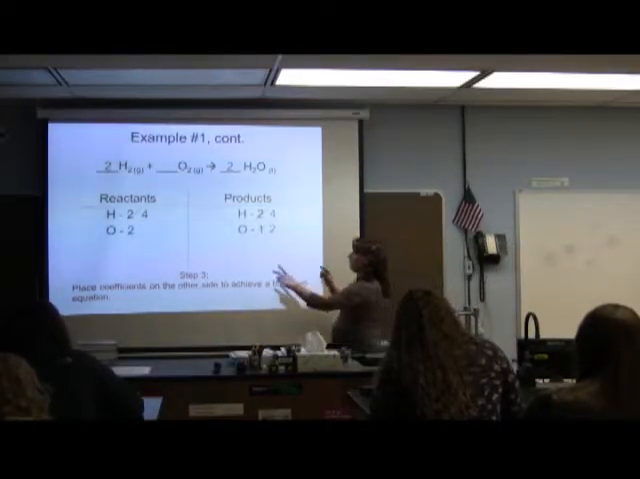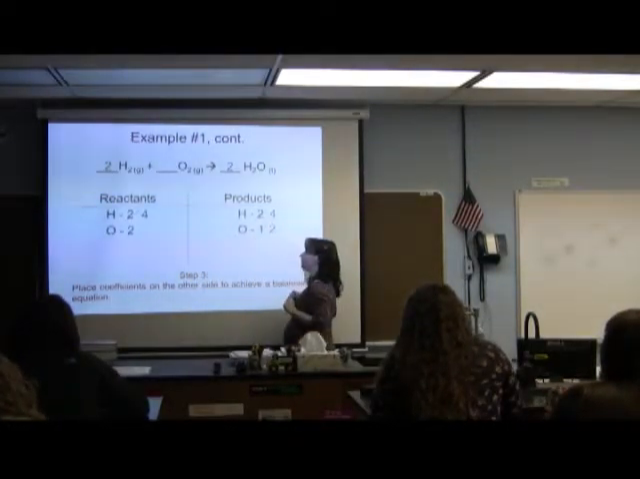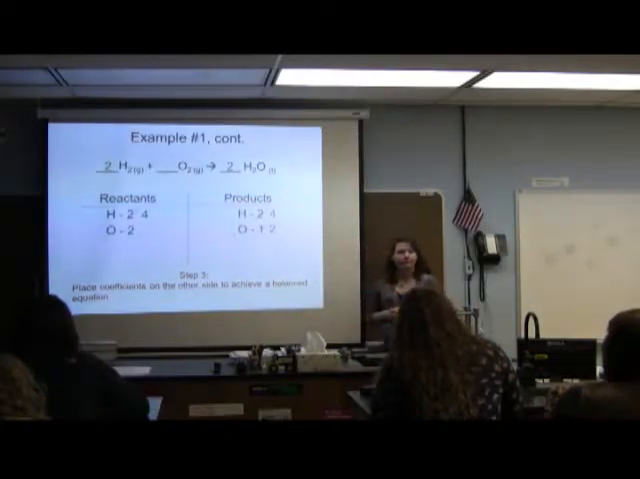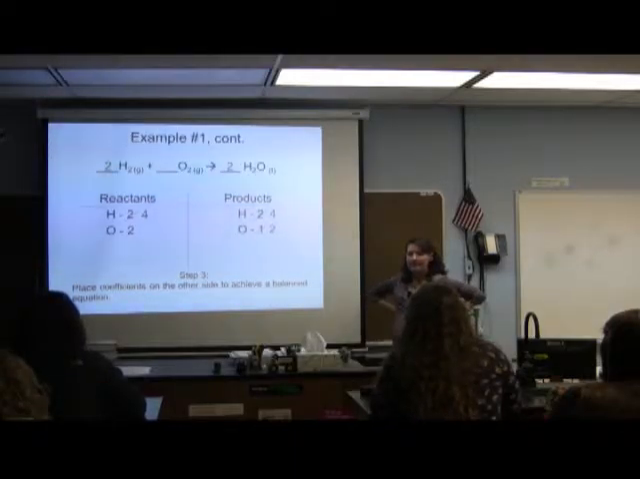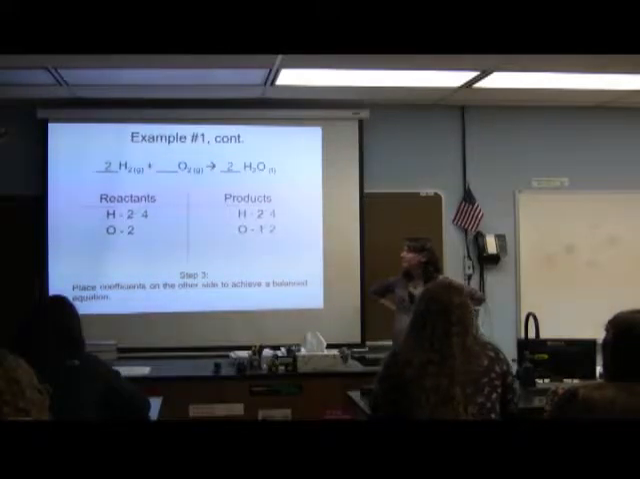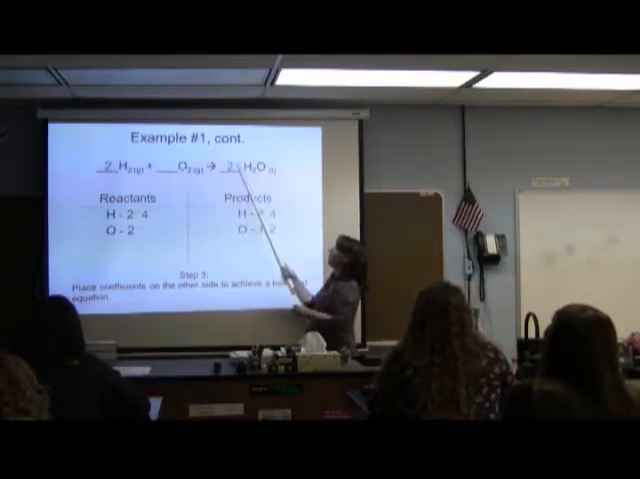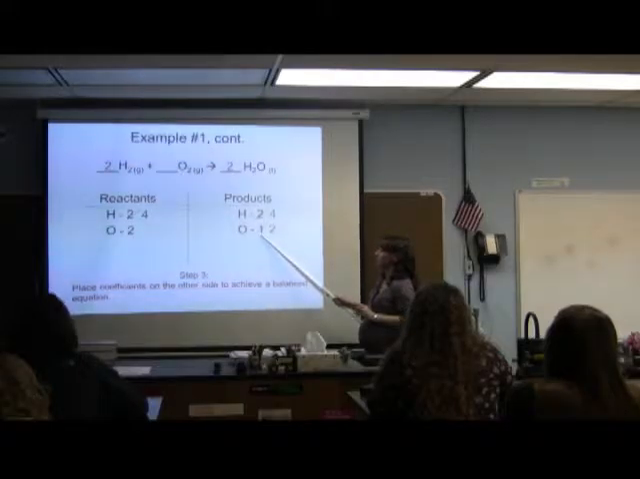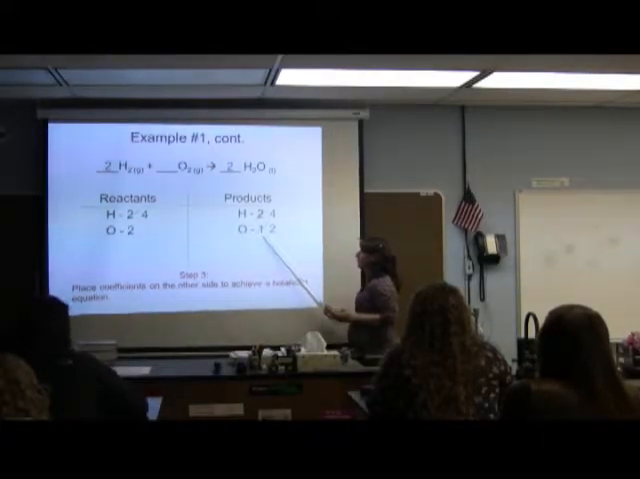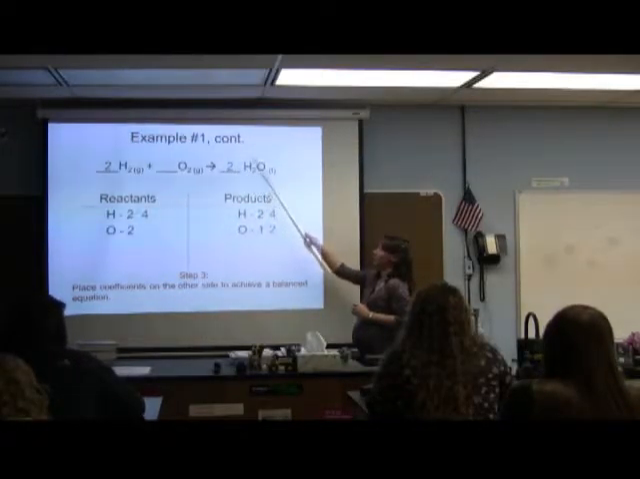And now you compare. 4 hydrogens, 4 hydrogens. 2 oxygens, 2 oxygens. So you're done. Does everyone see how we do this? Where do you initially get the 2 that's in front of the product? The little one, the blue one up in the blank. I put that there to make the oxygens balance. My oxygens are out of balance. I can't turn a 1 into a 2. So I put a 2 in front of it and I distribute it.